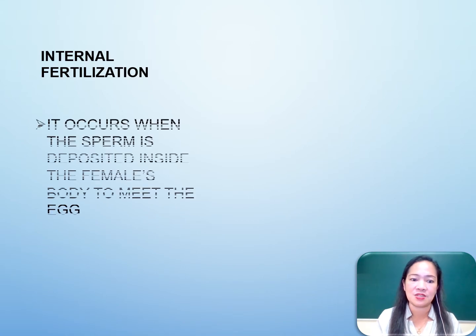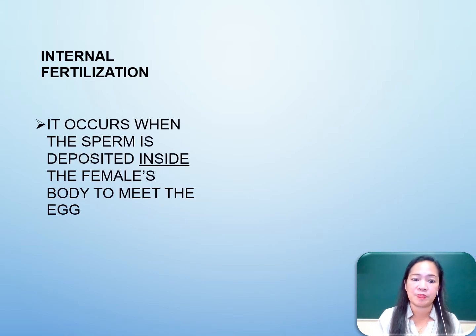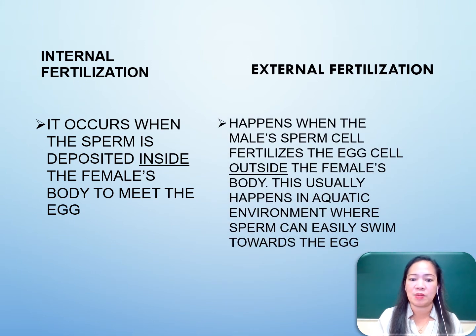What is the difference between internal fertilization and external fertilization? Internal fertilization occurs when the sperm is deposited inside the female's body to meet the egg. While external fertilization happens when the male sperm cell fertilizes the egg cell outside the female's body. This usually happens in an aquatic environment where sperm can easily swim towards the egg.